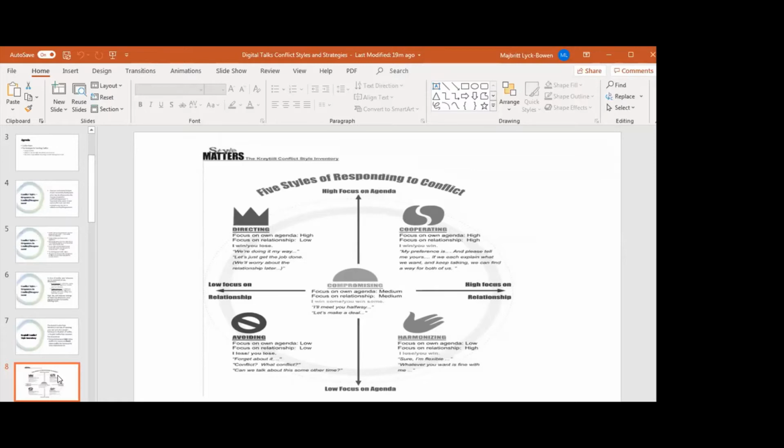If we first look at the directing one, that's in the situations where you have low focus on the relationship. So you're in situations where you don't perhaps particularly value the relationship as much as you value being right. So this is where you will have high focus on getting things your way.